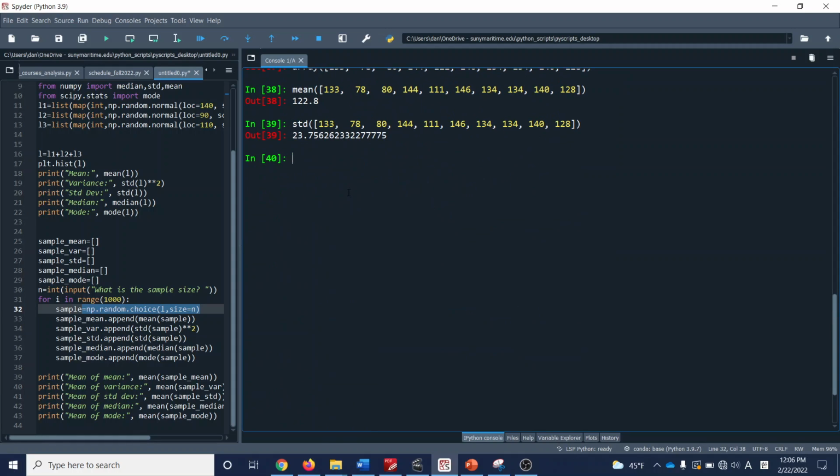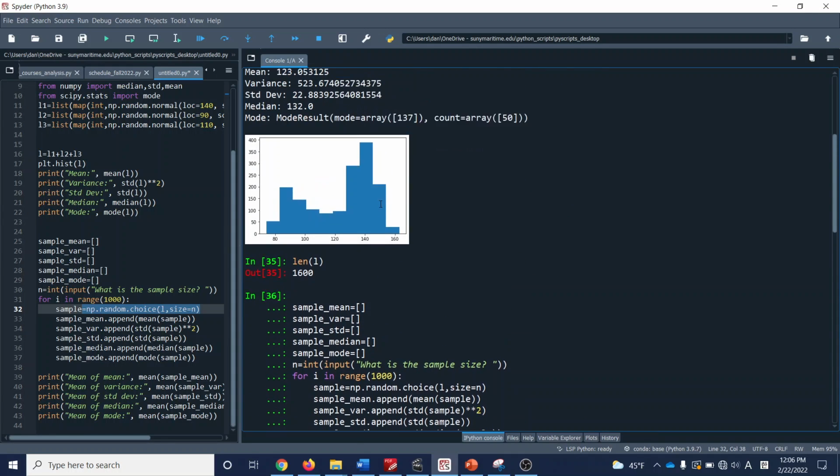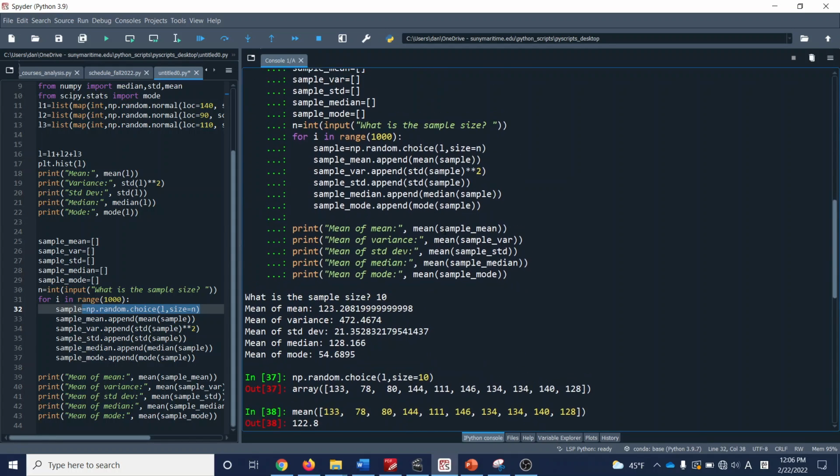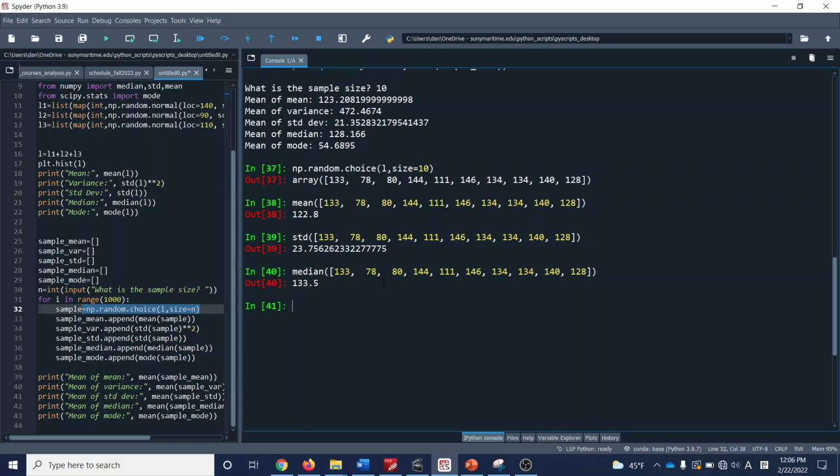Now let's try the median. Median is 133.5. What was the median here? 132.0. Okay, so that seems to be good. It's supposed to be bad, but somehow it turned out to be good. Well, what can I do? What about the mode?